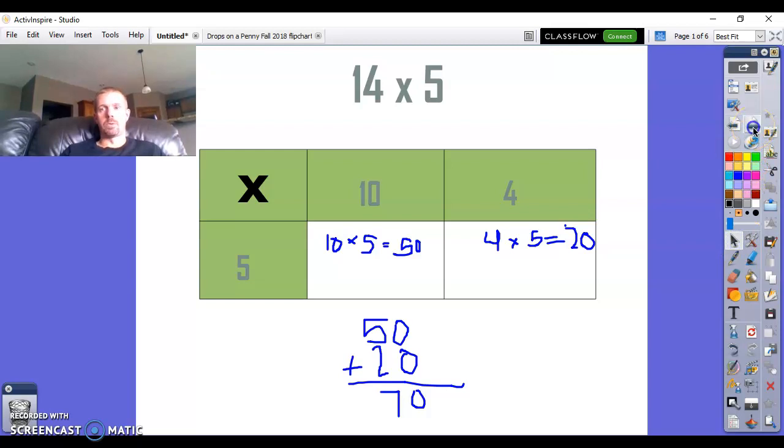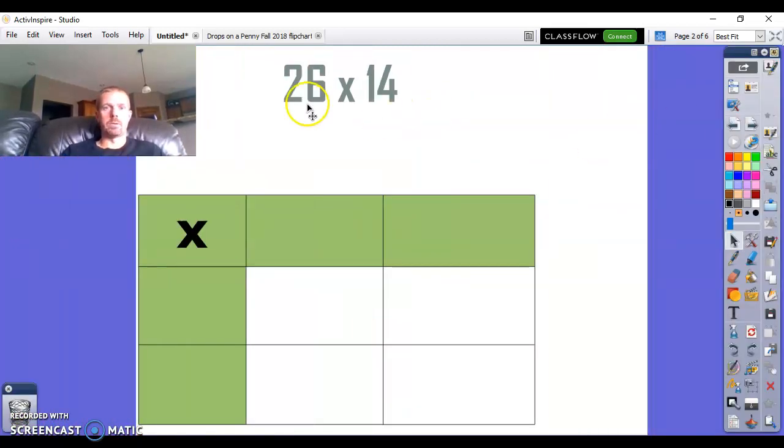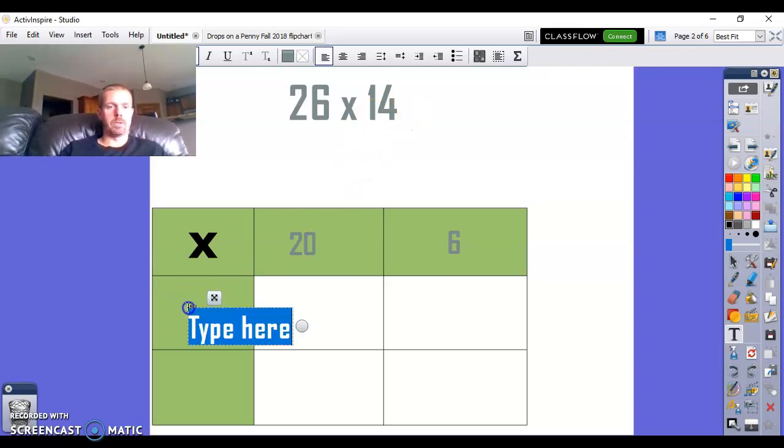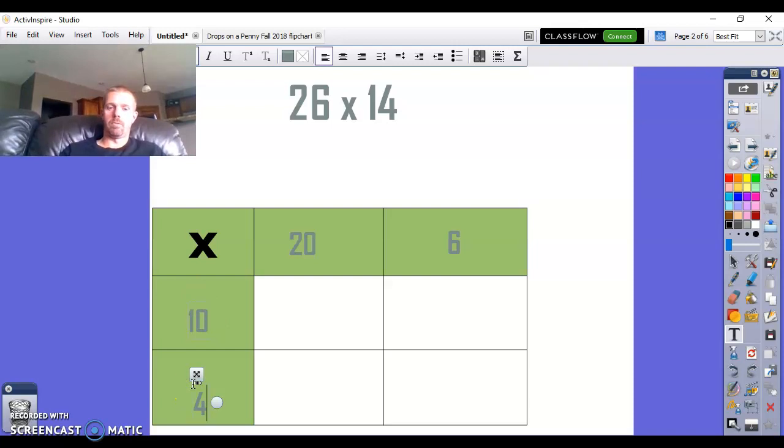Then some students will get the challenge of moving on to two-digit times two-digit multiplication. So it's going to be the same thing. We're going to take the 26 and we're going to put it in expanded form, so it's going to be 20 and 6. All we're doing is taking the 10s and the 1s, breaking them apart. And then on the other factor, 14, we're going to take 10 and 4.